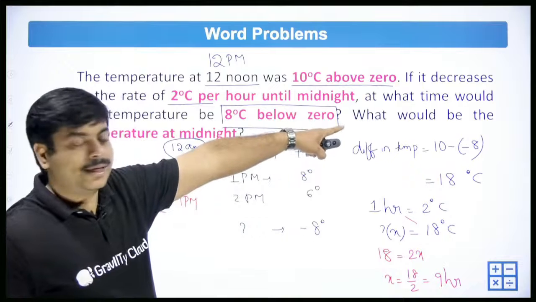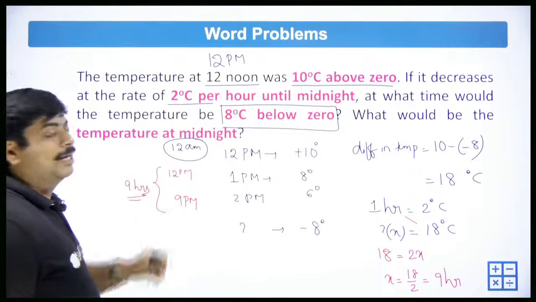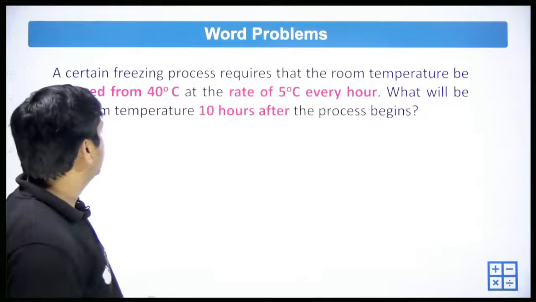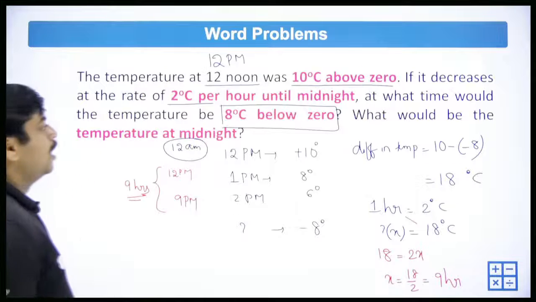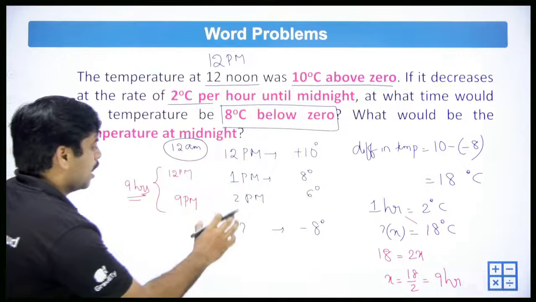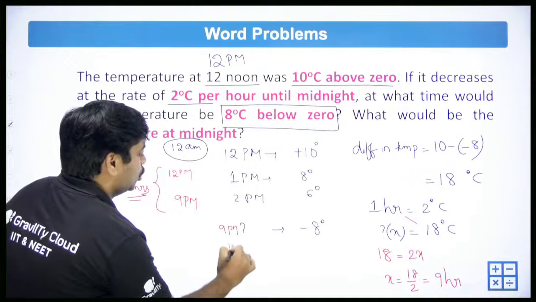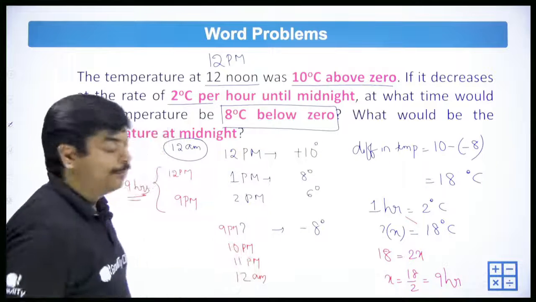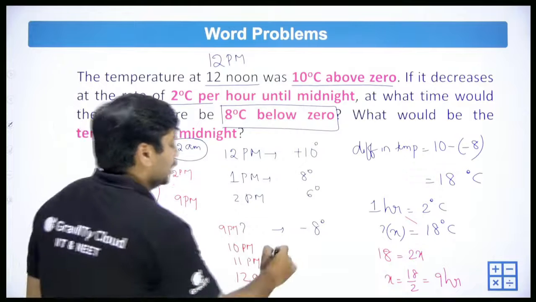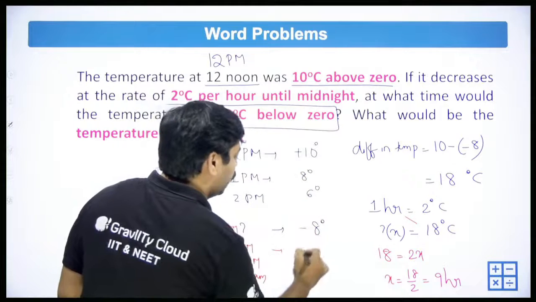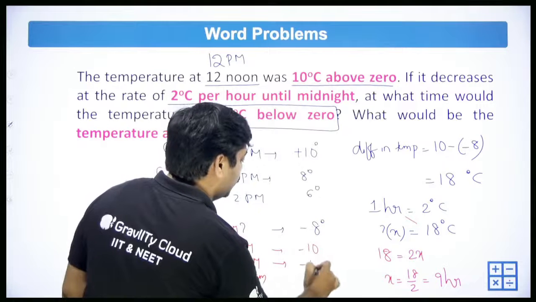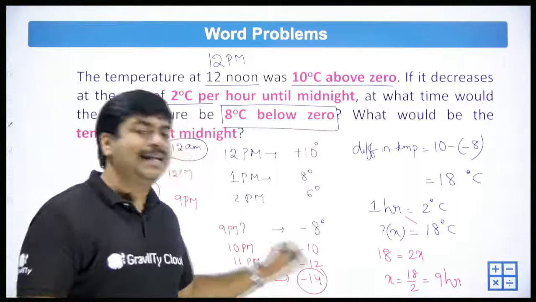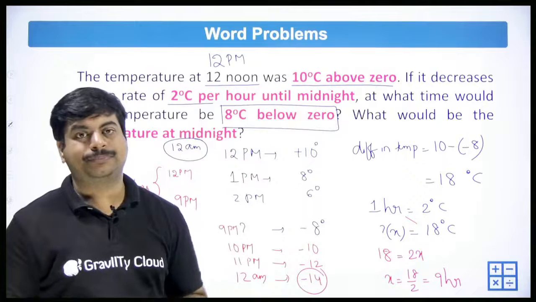There is one more part of the question. What would be the temperature at midnight? Midnight means at 12 a.m. Let me say one thing here. At 9 p.m. you're having minus 8. So 10 p.m., 11 p.m., and 12 a.m. Now 2 degrees less, you will fall to minus 10. 2 degrees more, minus 12. 2 degrees more, minus 14. So at midnight, the temperature will be minus 14 degrees Celsius.